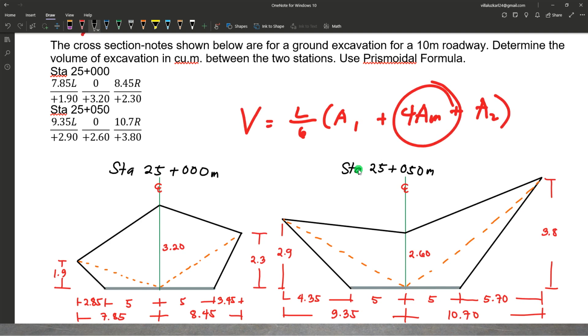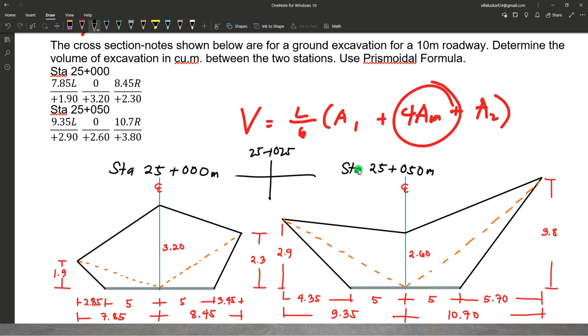The area at the middle is between station 25 plus 000 and station 25 plus 050. So that's at station 25 plus 025. Midway between these two stations, we should draw the corresponding cross section at that midpoint, or the midsection. So how can we draw that?